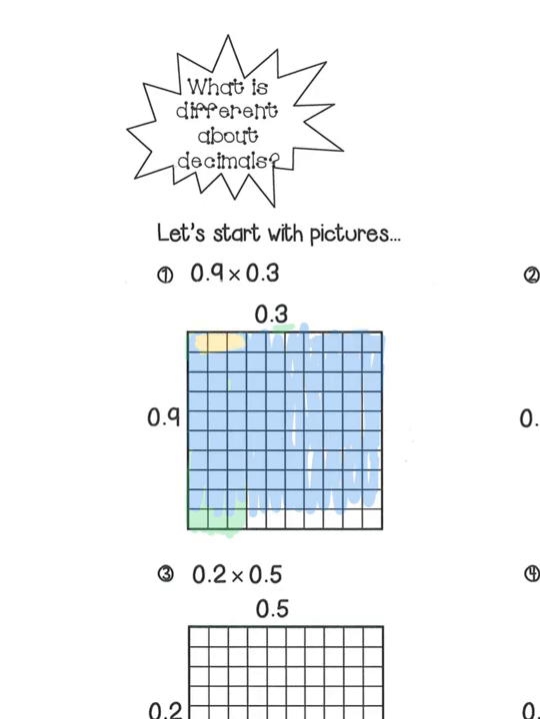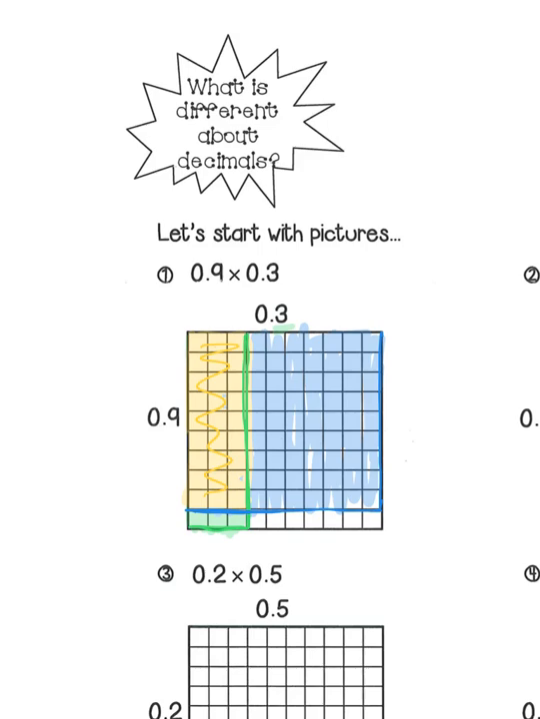So where they overlap is yellow. I shaded 3/10 going up and down and 9/10 going across. And here in the middle, that's where they overlap. So my product is actually what overlaps. So I'm going to count up how much I have in there.